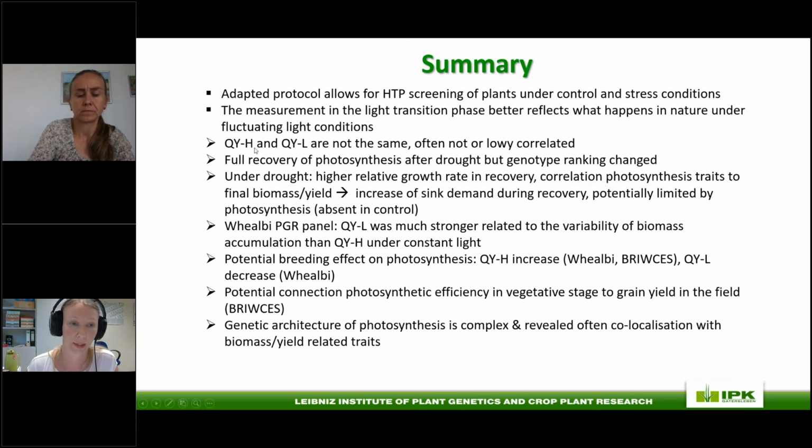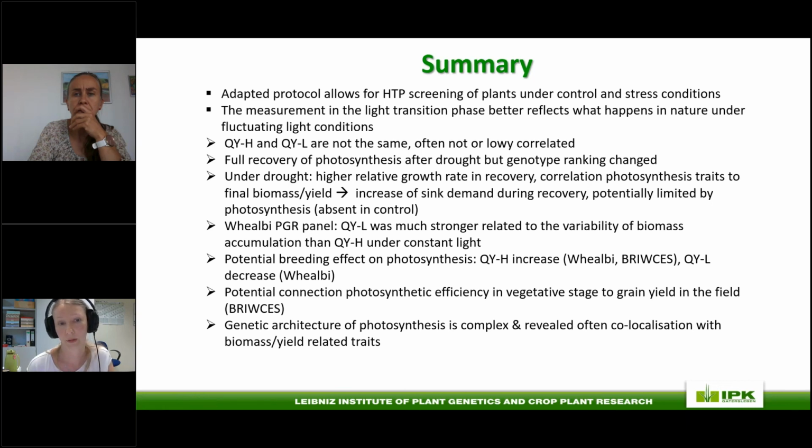And we also clearly see that these two efficiencies are not the same. They are not or poorly correlated in most of the time point and treatment combinations. We also see that there is a full recovery of photosynthesis after the drought stress period. However, the treatment correlations are low to medium, so the genotype ranking is changing, and thereby also the genetic architecture. We also see that under drought, you have a higher relative growth rate in the recovery because the genotype tries to catch up with what was lost.